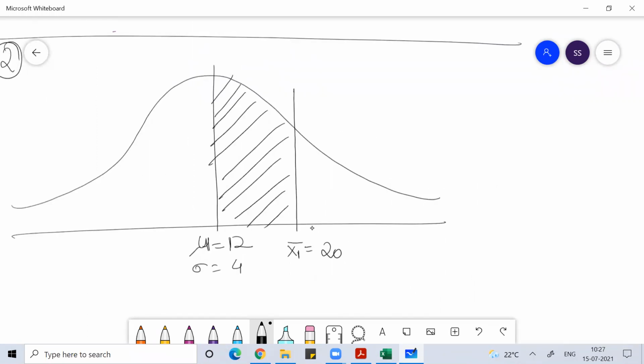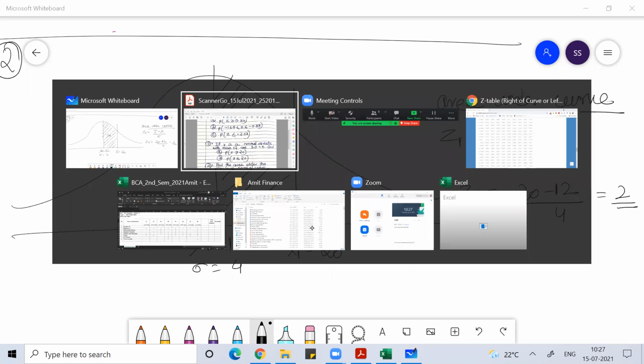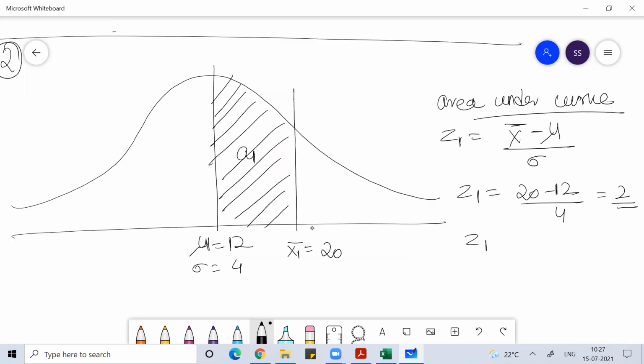Suppose this area is A1. What is the area under the curve? Z1, suppose. The formula you have to use is z equals x bar minus mu by sigma. So 20 minus 12 by 4 is equal to 2. See the value of z equal to 2 in the normal distribution table: it is 0.4772. So this is the area.